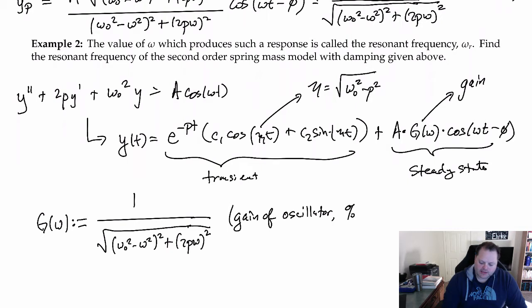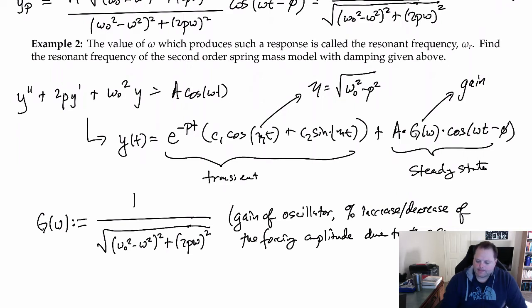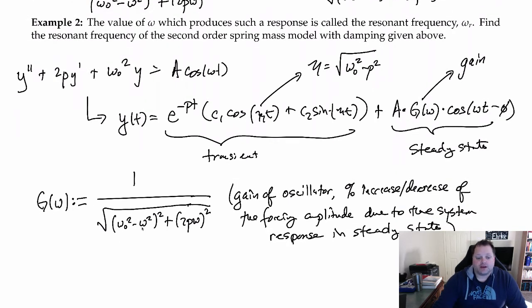In some ways, it tells you the percent increase or decrease of the forcing amplitude due to the system response in steady state. And it is a function, like I said, of omega. Omega naught is known, p is known, omega is the thing that's unknown here.